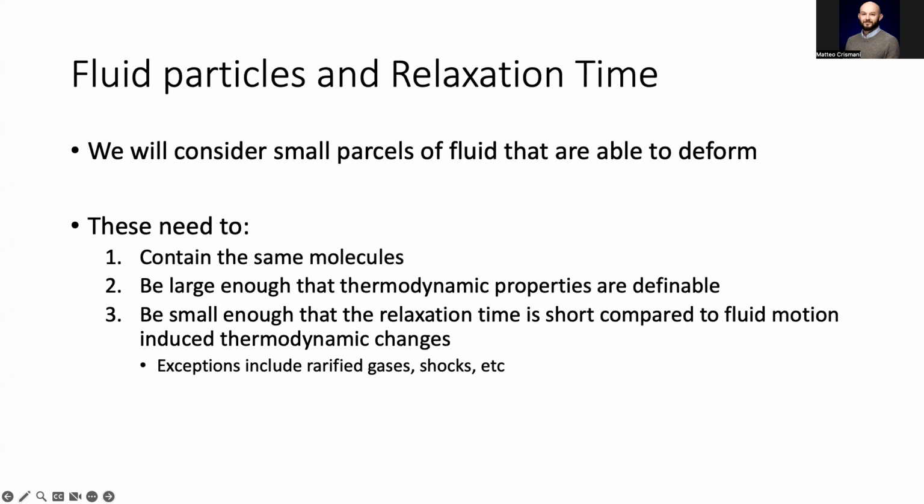We need to think about fluid parcels, like small things that are able to deform. What that means is that we're going to follow the same molecule. We're going to start with something that looks boxy, but let's say there are some changes in the flow. We can have that imaginary box curve to match the flow. Think about Jello. They need to be large enough that we can define thermodynamic properties.